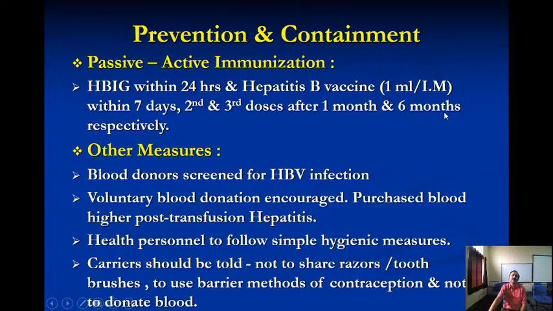Passive active immunity: basically what you're planning to do is give immunoglobulin and then give hepatitis B vaccine also. So you're combining the passive and the active immunity. It can be given if you have a needle stick injury and you're sure that you've got it from a hepatitis B patient, then you take immunoglobulin.